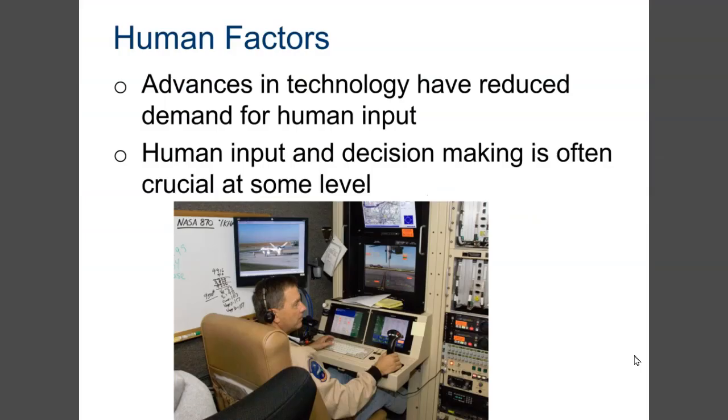So what this slide is saying is that we've had advances in technology that have reduced the requirement for human input, but at some point there is an input required from people, and there is some sort of decision that has to be made at some level.